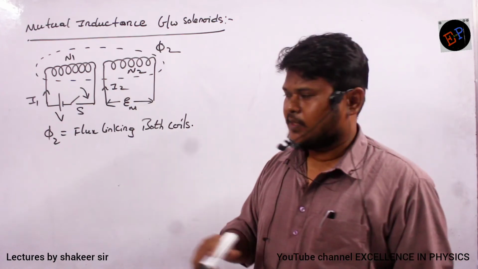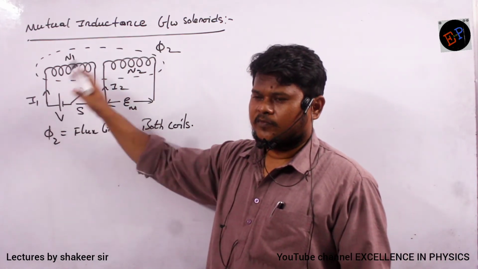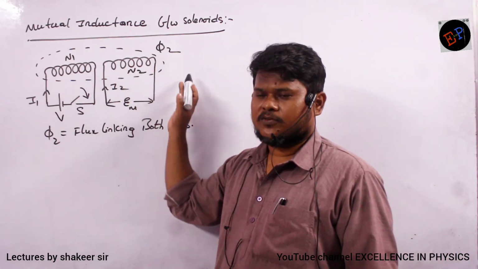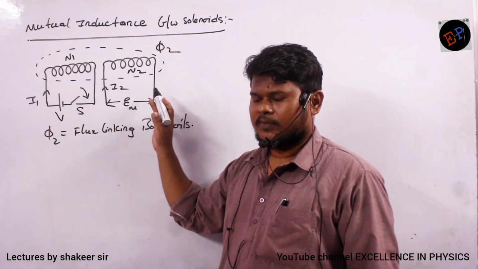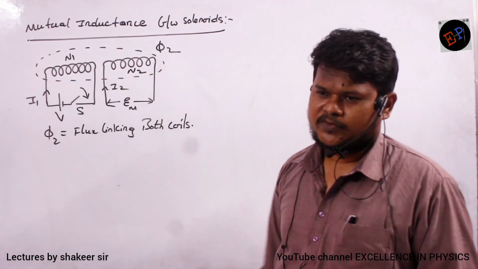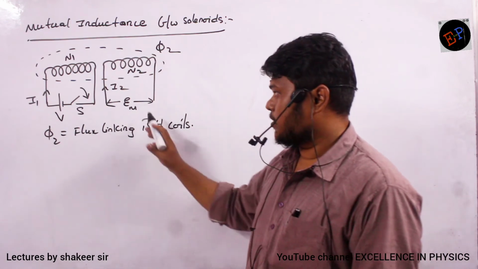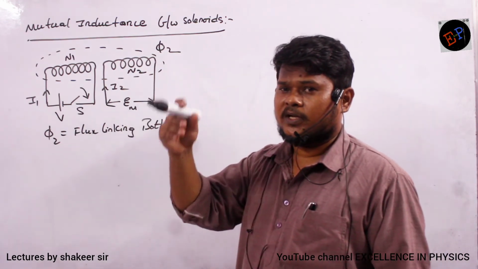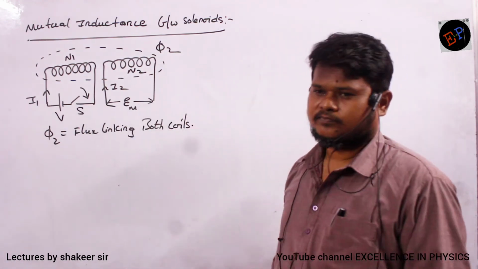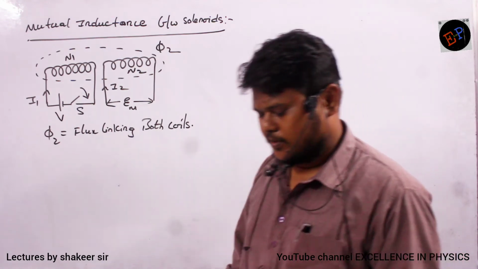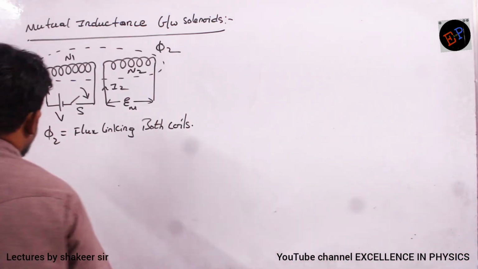Does it make sense? You are changing current, flux will change. That flux goes and links with the second coil. If flux changes, EMF will be produced. So that kind of EMF produced is called mutually induced EMF. Are you able to understand, ma? Understood? So write down the statements.